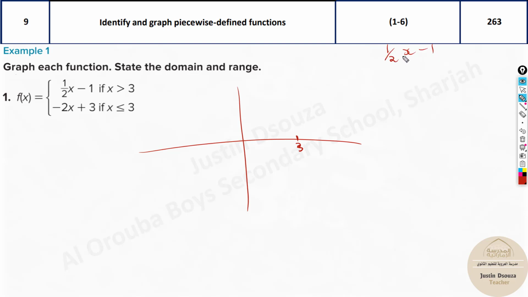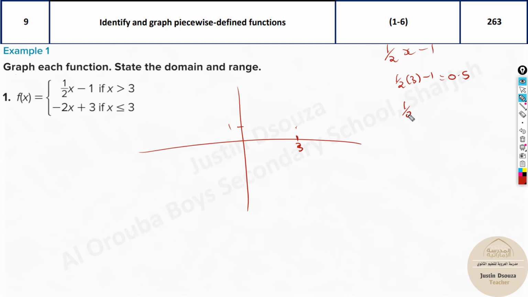Now there are various ways to graph this. You can just substitute some values, at 3, 4, and easily do it. I would suggest that, because otherwise it would be confusing. I will start with 3, obviously, because x is 3. Instead of x, just substitute the value of 3. So half into 3 minus 1. Half into 3 is 1.5, minus 1 is 0.5. So the first value is, if this is 1, 0.5 here. I'll just make a dot now.